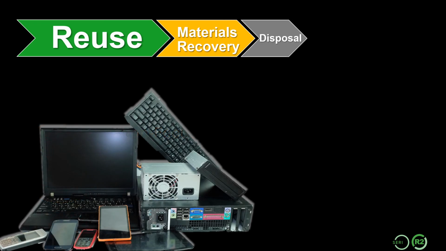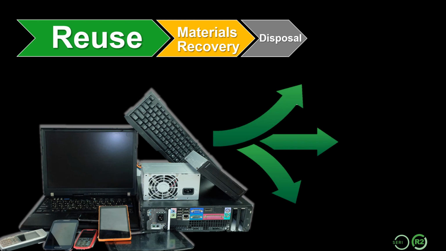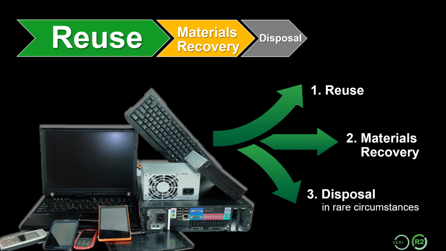The three levels of the hierarchy of responsible management strategies should guide an R2 facility through their process of evaluation and sorting of all electronic equipment, components, and materials. Reuse first, followed by materials recovery, and finally disposal only in rare circumstances where no other practical reuse or recovery options exist.